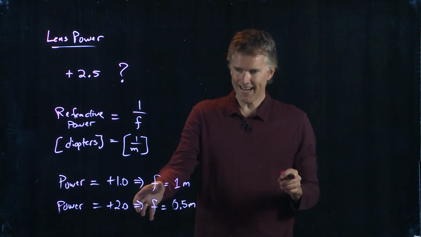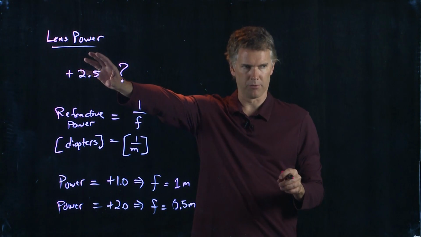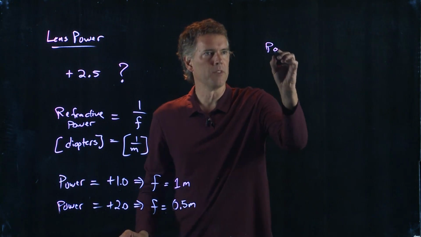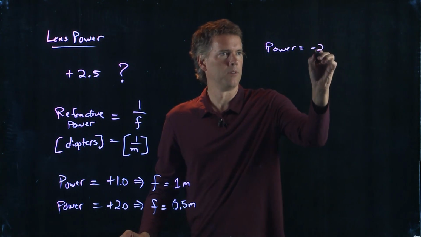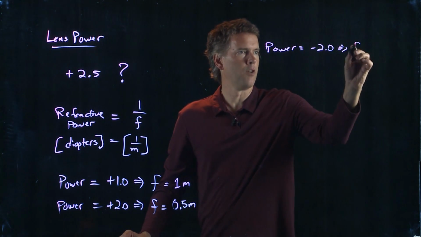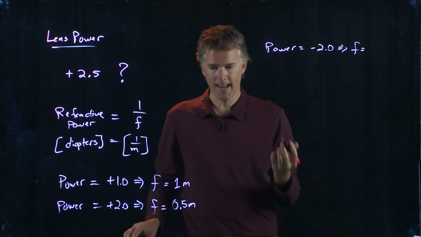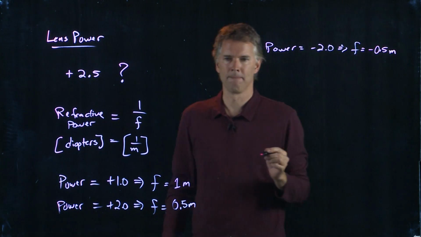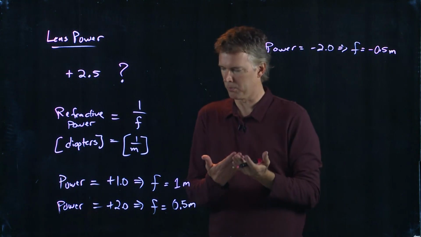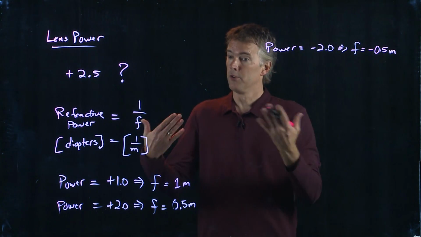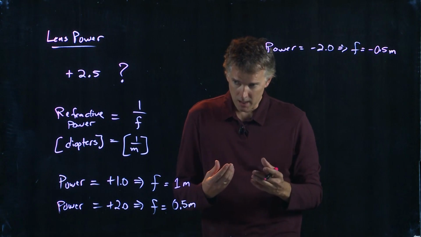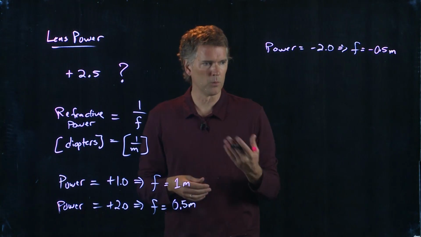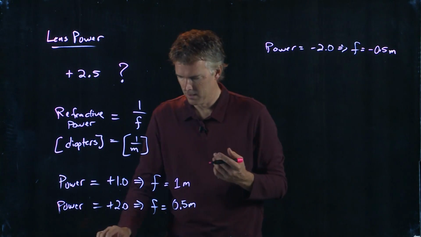If you have negative numbers for your prescription, then you have diverging lenses. So if your power equals -2, then your focal length is -0.5 meters. Okay? And so when you look at your prescription, you can tell right away, do I have eyes that need a big converging lens, a lot of power, or something that's a little more relaxed, a little more loose?